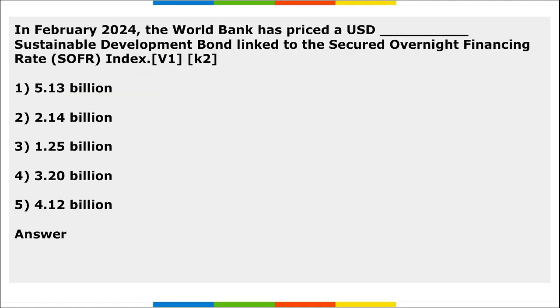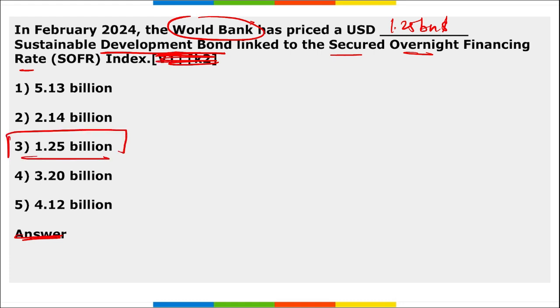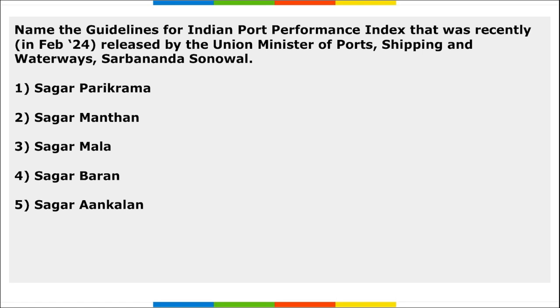Right? Next. In Feb, World Bank has priced a $1.25 billion sustainable development bond linked to secured overnight financing rate. Right? I repeat, the World Bank has priced a $1.25 billion sustainable development bond that is linked to secured overnight financing rate, that is SOFR.